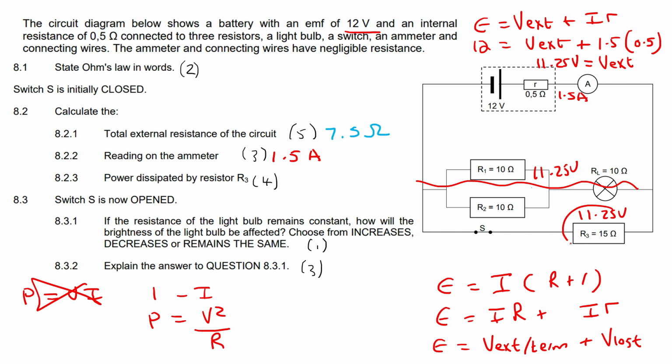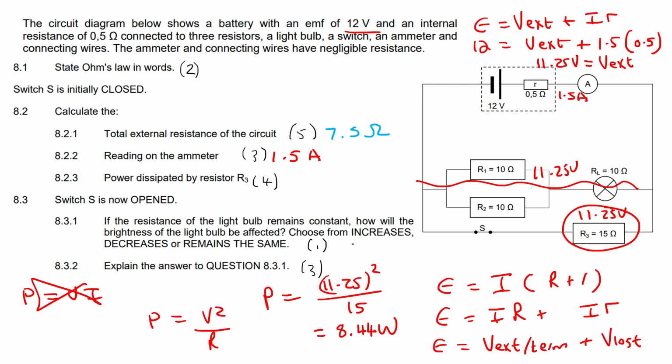And so here we've got the voltage, and so this would be a nice formula to use now over here. So we could just say then that P is equal to V squared over R, which is going to be 11.25 squared, and then the resistance is 15. And if we calculate that, we are going to end up with 8.44 watts. Okay, 8.44 watts.